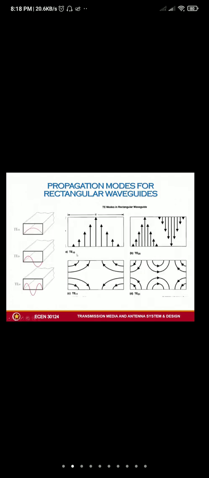This is our illustration of the propagation modes for the TE, showing how many electric fields there are inside. For TE10, you have one electric field shown here. For TE20, you have two, in the positive and negative direction. That is what it looks like. Then as the modes of propagation increase, the illustration of our signal becomes more complex.